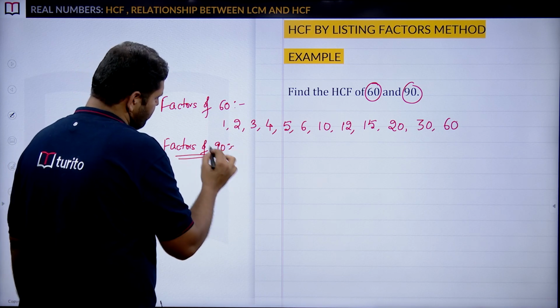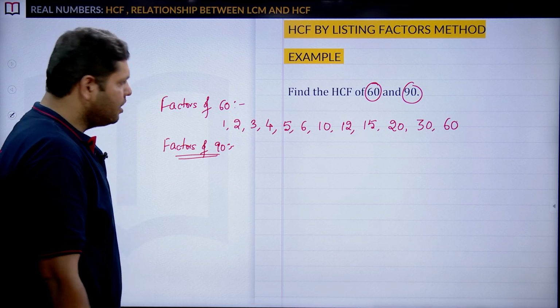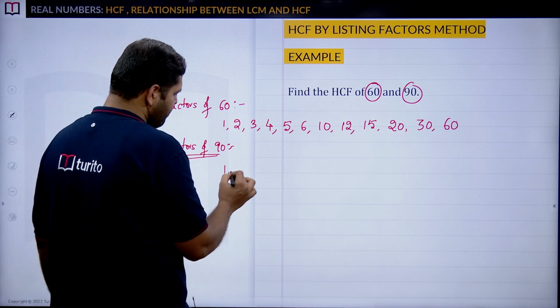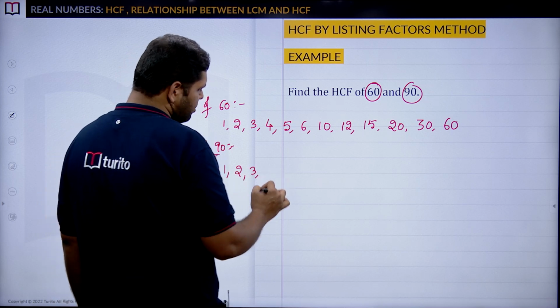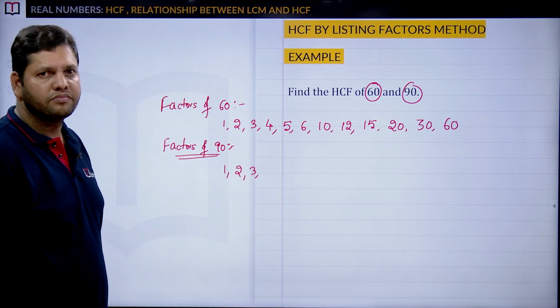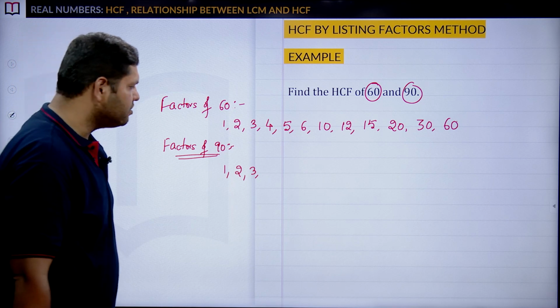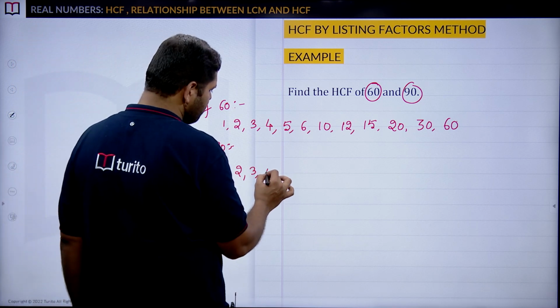Now tell me children, what are the factors of 90? Now we'll start again the same way. So 1 is a factor, 2 is a factor, 3 is a factor. Children, can I say 4 is also a factor? 4 is not a factor. Okay, we can go for 5, also a factor.